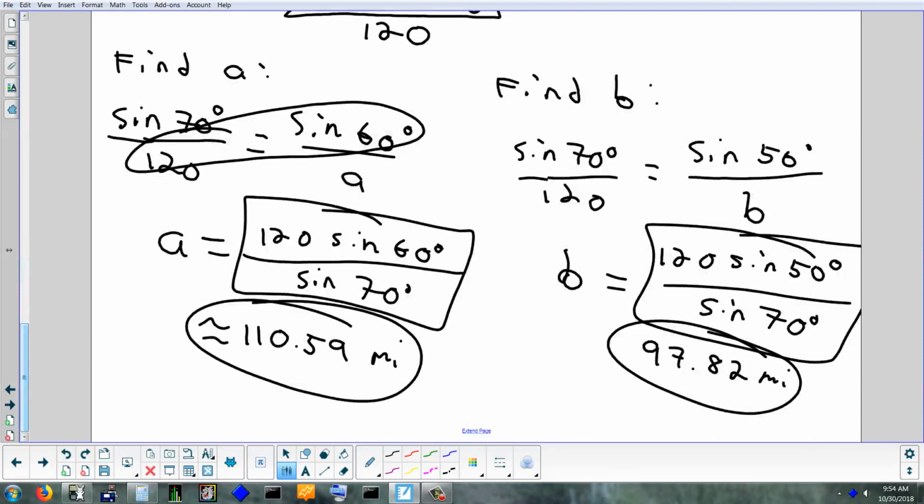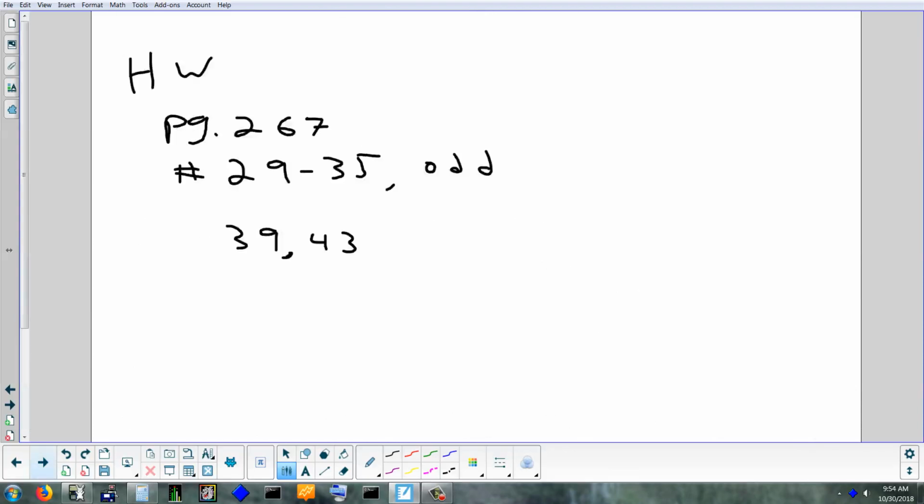All right? Okay, so the homework tonight, it's on the same page as last night, 29 to 35 odd. And then 39 and 43. Okay, so we should be on track to finish everything up tomorrow for the week. We'll do law of cosines. And then Thursday will be review day.